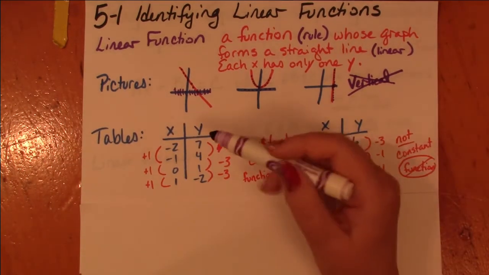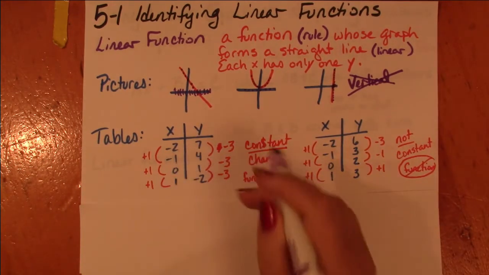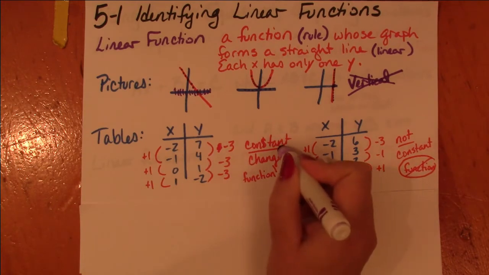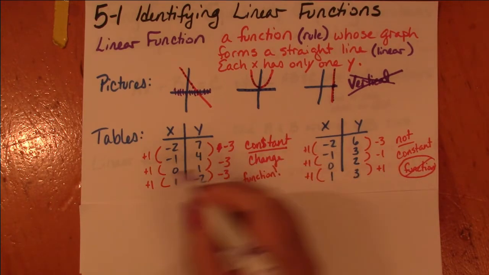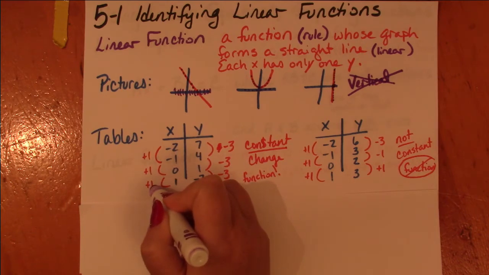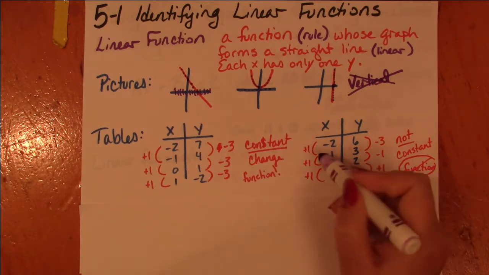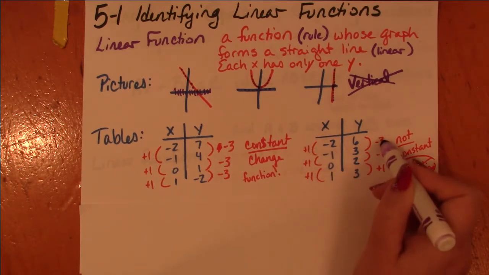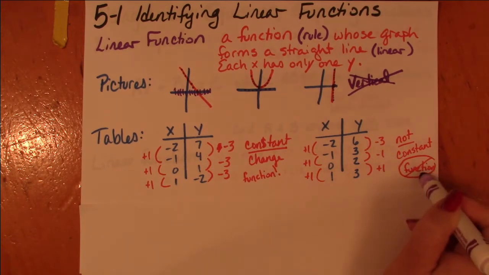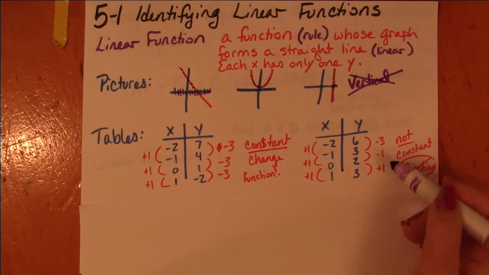Now, we've talked about tables before. You can tell there's a linear function when there is a constant change. If you've got a constant change in your x's, you've also got a constant change in your y's. If this happens but this doesn't happen, it's not a function. So that's one quick way to notice without having to graph all of the points.